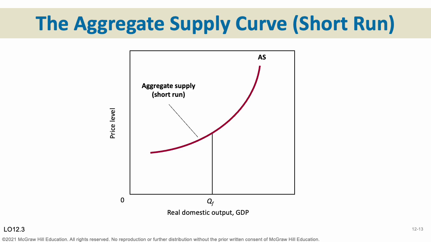So it's relatively flat below full employment output, or QF. That's where we want to be, because unemployed resources and unused capacity allow firms to respond to price level rises with large increases in output.